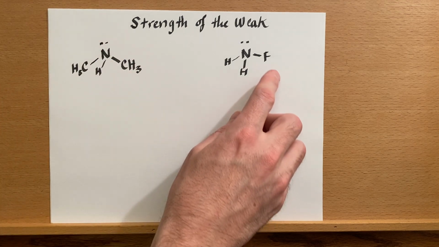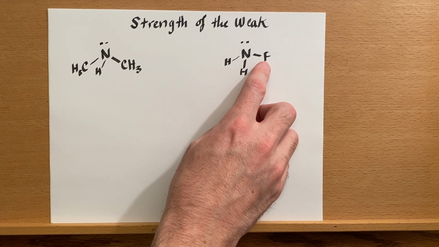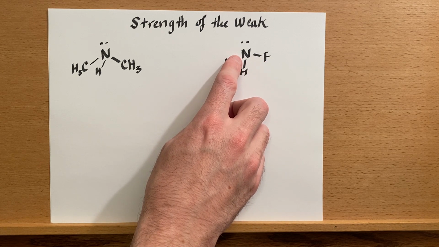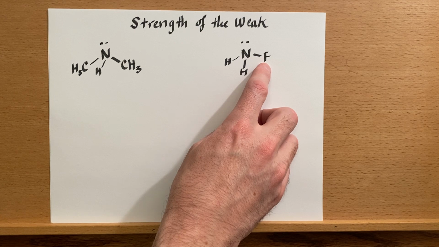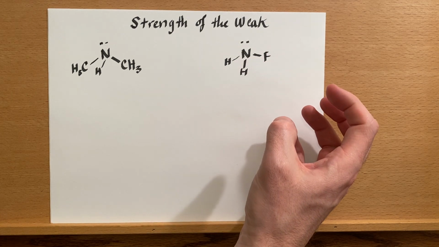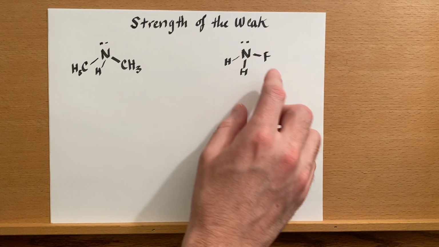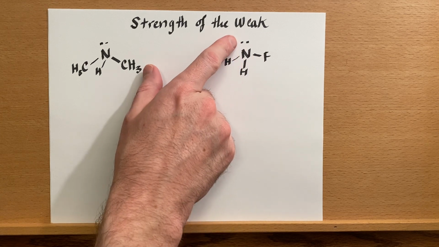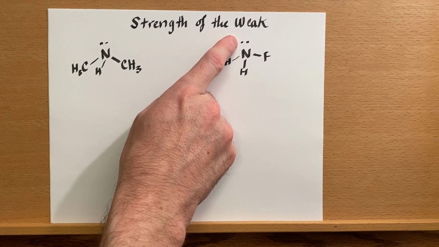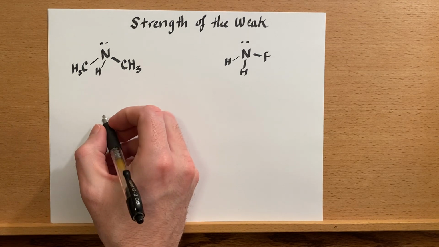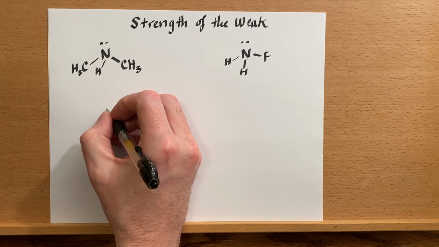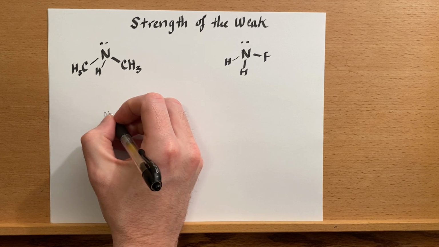Whereas over here we have a fluorine that's attached to the nitrogen. Now fluorines are electronegative and therefore they pull electron density towards them. So this lone pair will be less available. And we could draw that simply by doing this.